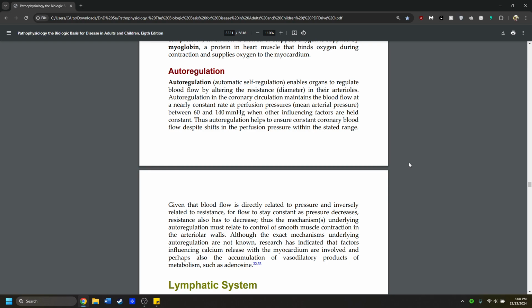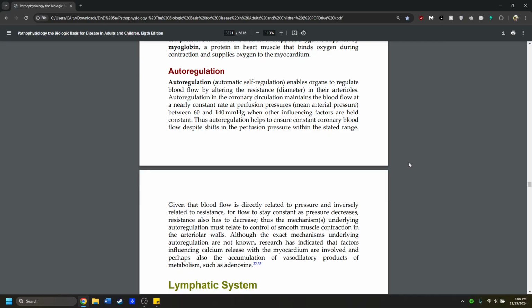Autoregulation in the coronary circulation maintains the blood flow at a nearly constant rate at perfusion pressures, mean arterial pressure, between 60 to 140, when other influencing factors are held constant. Thus, autoregulation helps to ensure constant coronary blood flow despite shifts in the perfusion pressure within the stated range.